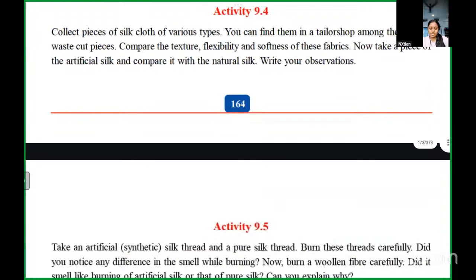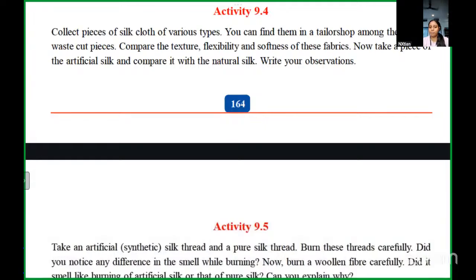Now, this is an activity. Collect pieces of silk cloth of various types. You can find them in a tailor shop among the heap of waste cut pieces. Compare the texture, flexibility, and softness of these fabrics. Now take a piece of artificial silk and compare it with natural silk. Write your observations.